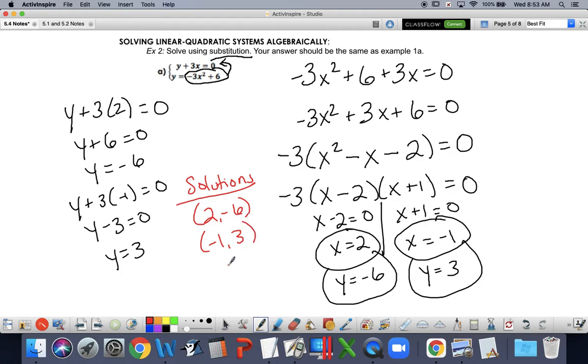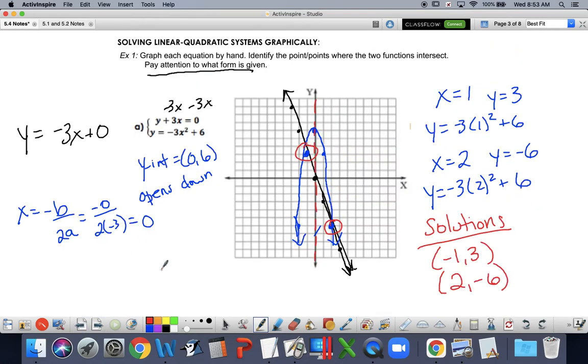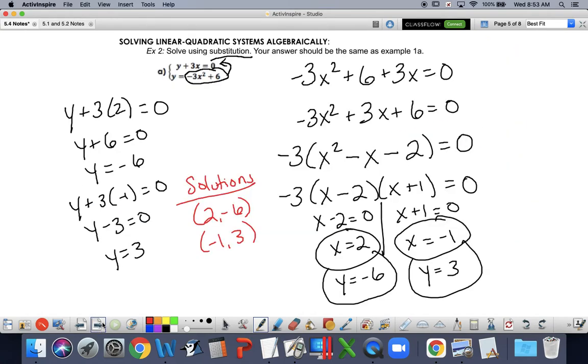If you haven't noticed yet, this was the exact same example that we did over here. I didn't want to say it ahead of time because I wanted us to work through it algebraically. Basically, I'm showing you two different flavors of how you can solve these systems of equations. Let's look at our next example. Yes, it has a vertex form and also a linear equation, but it is not the exact same example that we did graphically. It is a slightly different one.